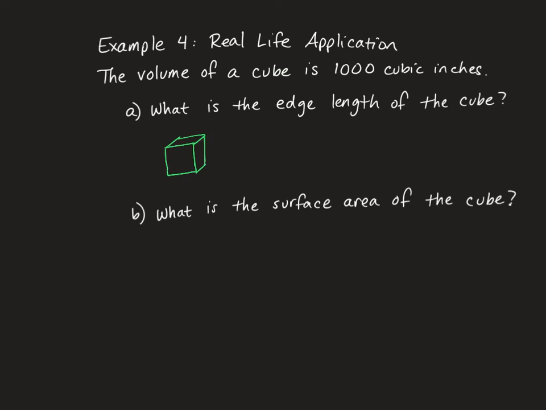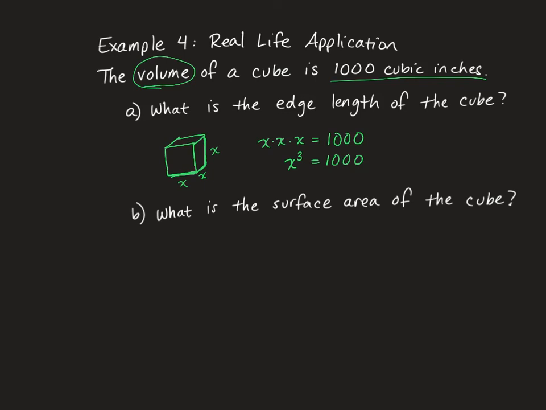So we're dealing with volume. We're told that the volume of the cube is 1,000 cubic inches. So if you remember, volume is the side length of the cube multiplied by itself. And since it's a cube, we know that all the side lengths are the same length. So we can say that these are length x, which means x times x times x is equal to 1,000 cubic inches, or x to the power of 3 is equal to 1,000 cubic inches.